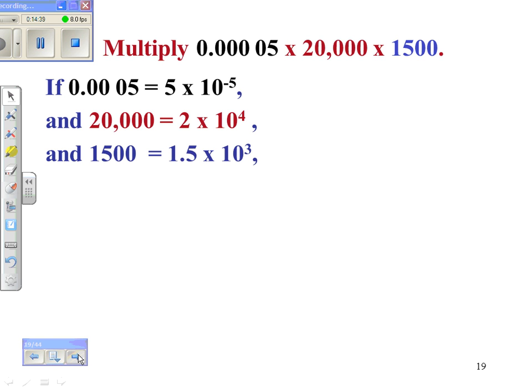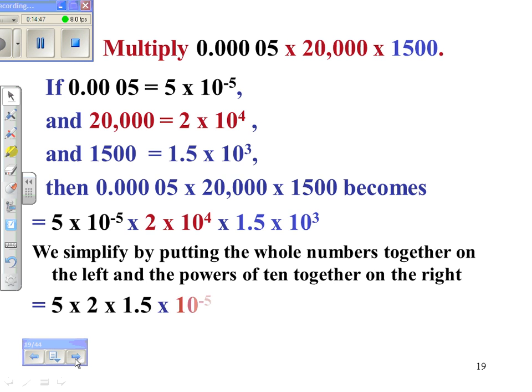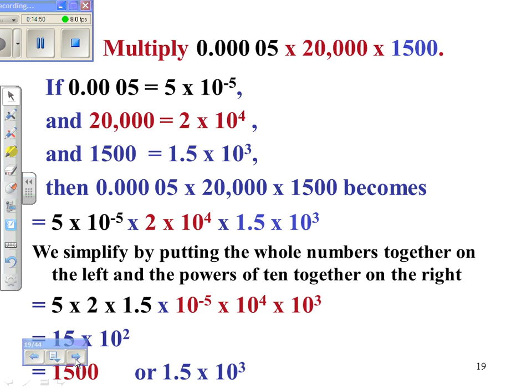And we can see that that becomes 5 times 10 to the minus 5th, 2 times 10 to the 4th, and 1.5 times 10 to the 3rd. And if we multiply very simply, what is it? 5 times 2 times 1.5. I can almost do that in my head, right? 5 times 2 is 10. 10 times 1.5 is going to be 15, right? So we have 15 times 10 to the minus 5, 4, and 3.